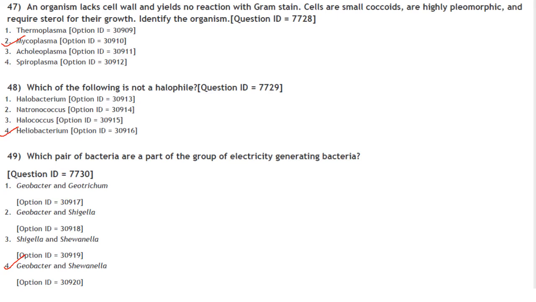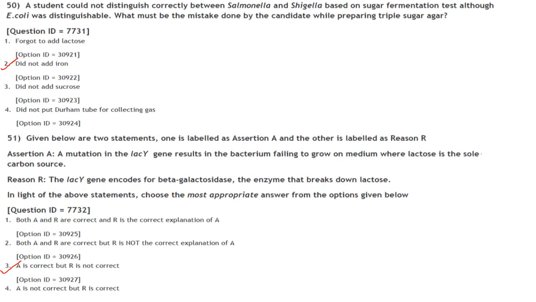Then which pair of bacteria are part of the group of electricity generating bacteria? They are Geobacter and Shewanella. Answer is option 4. Then a student could not distinguish correctly between Salmonella and Shigella based on the sugar fermentation test, although E. coli was distinguishable. What might be the mistake done by the candidate while preparing the triple sugar agar?